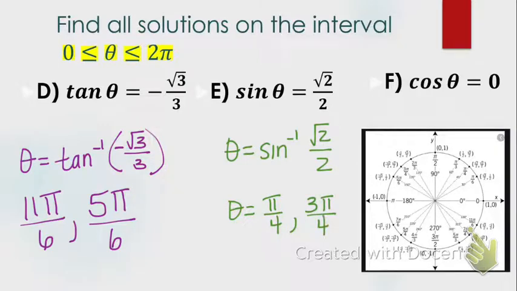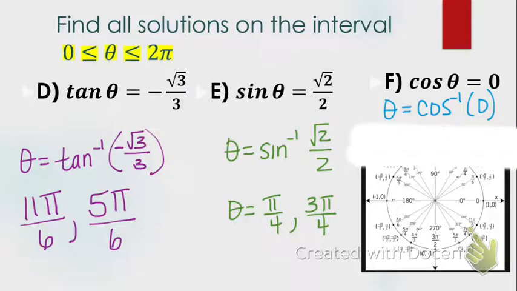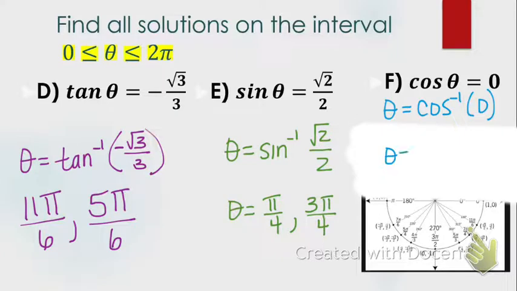And then lastly, when you do the inverse cosine, where is cosine 0? There are two places on our unit circle where cosine is 0. So our answers are pi over 2 and 3 pi over 2. All right, how do you guys do on those?